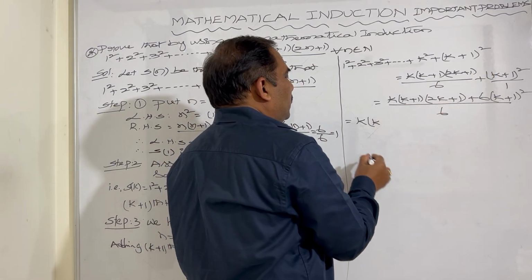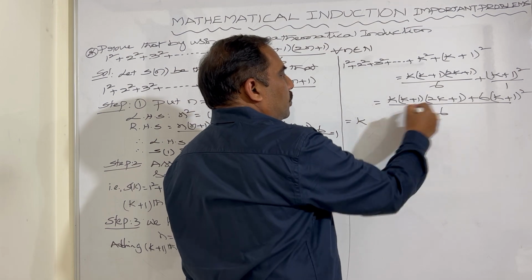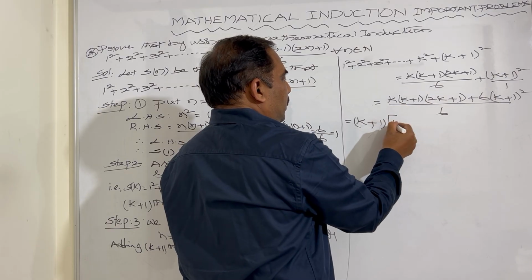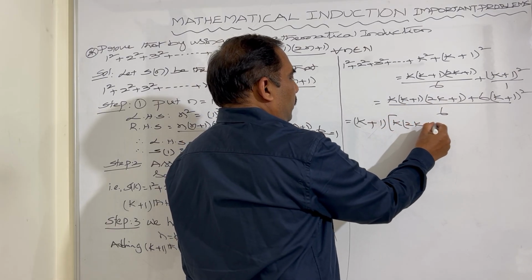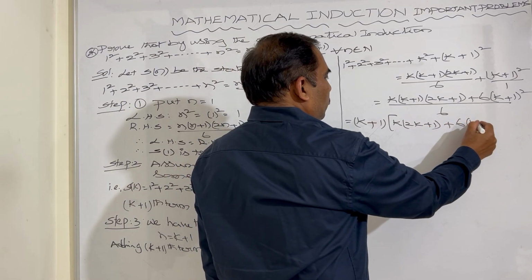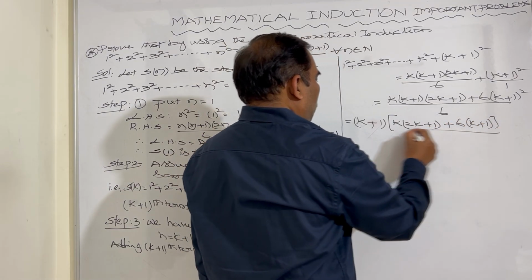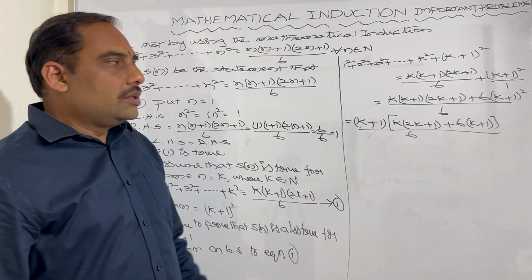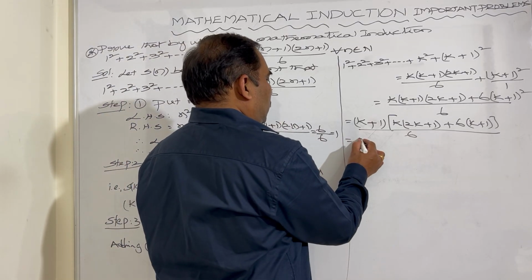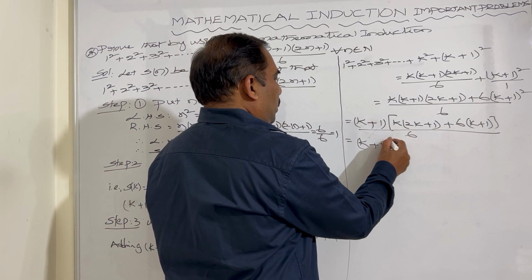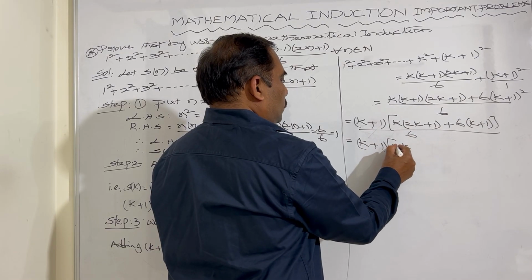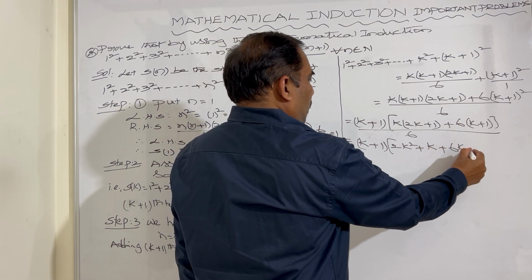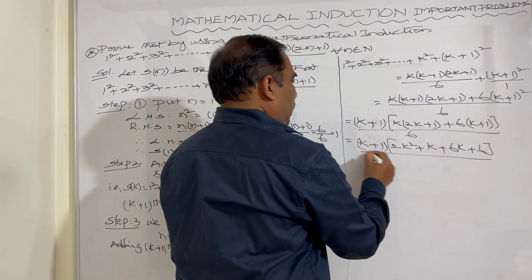So now simply we can take k plus 1 common here, since in both we have k plus 1. When you take k plus 1 common, we get k into 2k plus 1 plus 6 into k plus 1, whole divided by 6. What is our aim? We have to prove that wherever k is there, k plus 1. So this is equal to k plus 1 into, when you multiply, 2k square and k into 1 is k, plus 6k, plus 6, whole divided by 6 again.